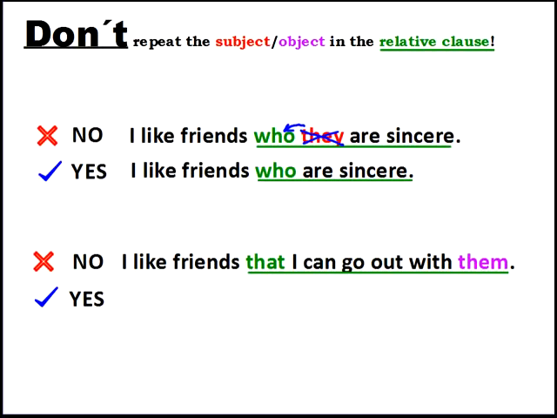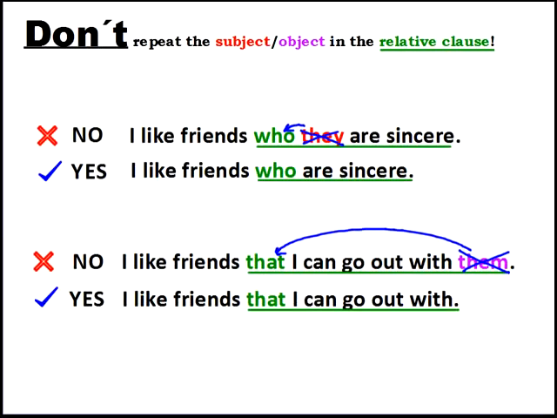Also, when it's the object, for example, the second sentence, let's look at this one. I like friends that I can go out with them. No, don't use that. Why? Because I've already used that here. That's the object. So I'm going to read it like this. I like friends that I can go out with. Okay? I don't need to repeat the object there. All right. So, again, don't repeat the subject or the object in the relative clause.